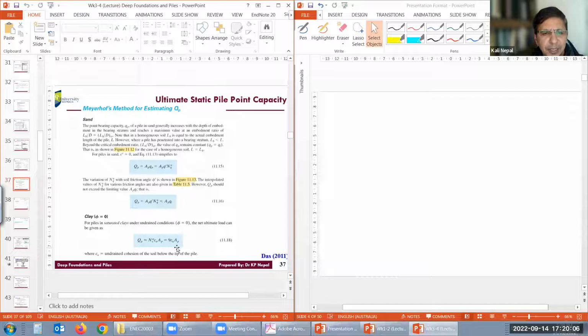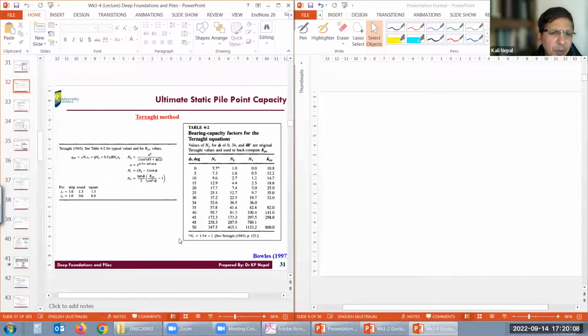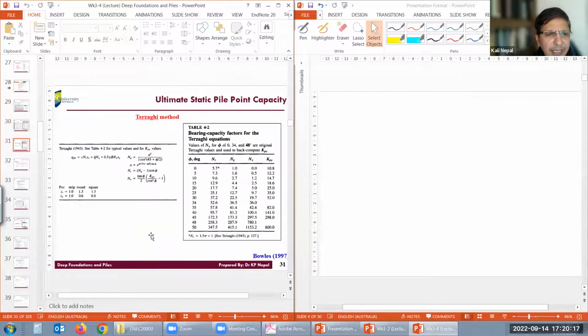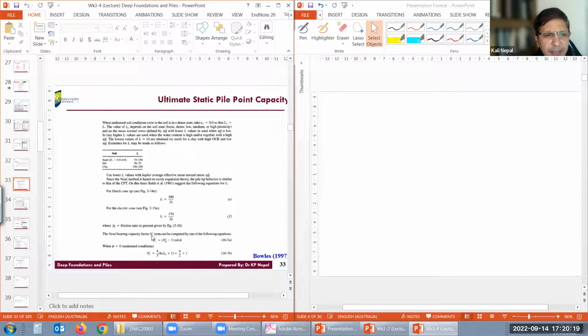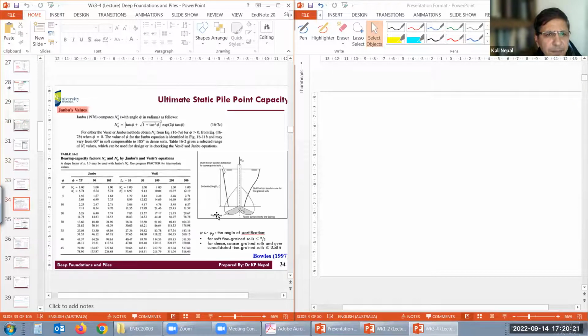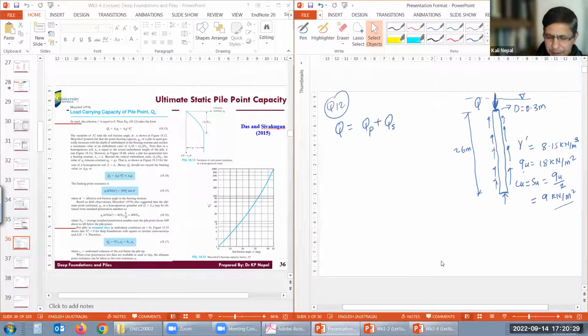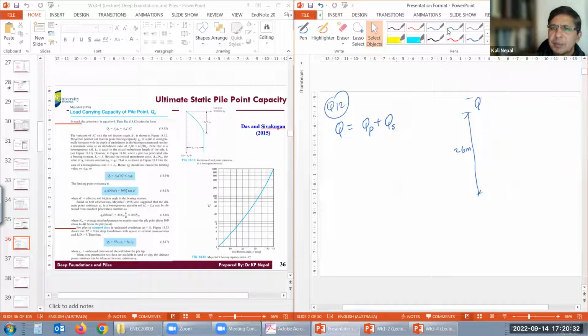So let's use this one. Maybe it's better to use the Bowles method. Where is the Bowles one? I want to use that. I'm talking about point capacity, and it's a saturated clay, because it's clay underwater. That would be the easiest one. Okay, now can I go back? So now QP equals, let's calculate QP first.